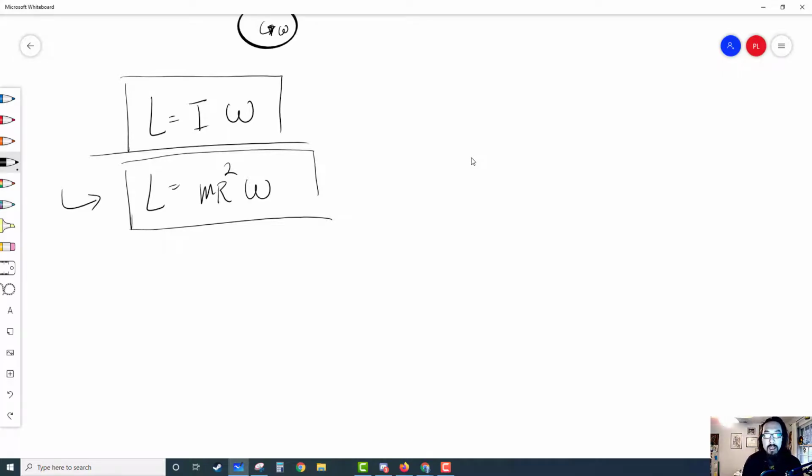So let's say this is my chair, and then we have my person, this is my torso, and this is my head. And then we have an arm, so we have our arms, and this is my legs. So this person is spinning around and around, and you could try this yourself if you have a spinning chair. So here, what we're looking at is mr squared omega.